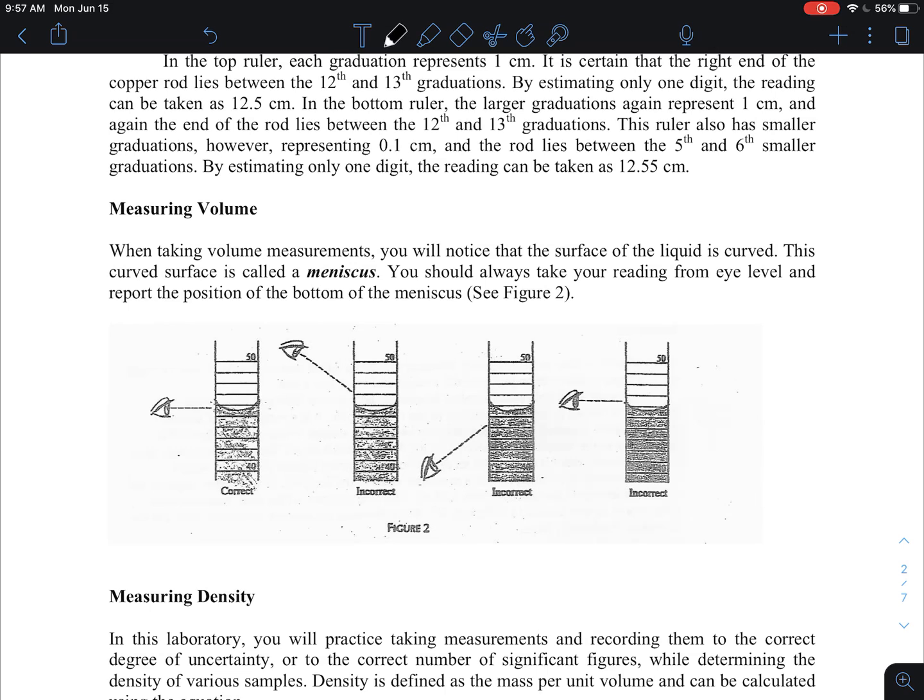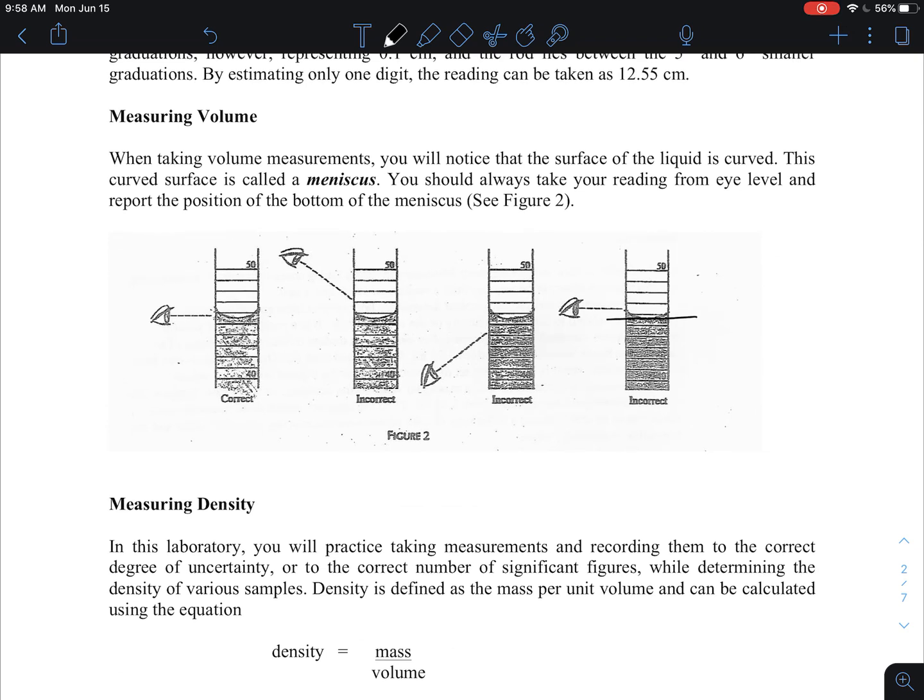Volume is also very, very similar, depending on the device that you're using. When you're measuring volume, you take the volume of the liquid that's curved, where the meniscus is. Wherever you see that the meniscus drops down, you record that volume. You always want to drop to eye level so you can visualize exactly where the meniscus is. And again, find your certain digits and you record all certain and the one uncertain. So that's length and that's volume.